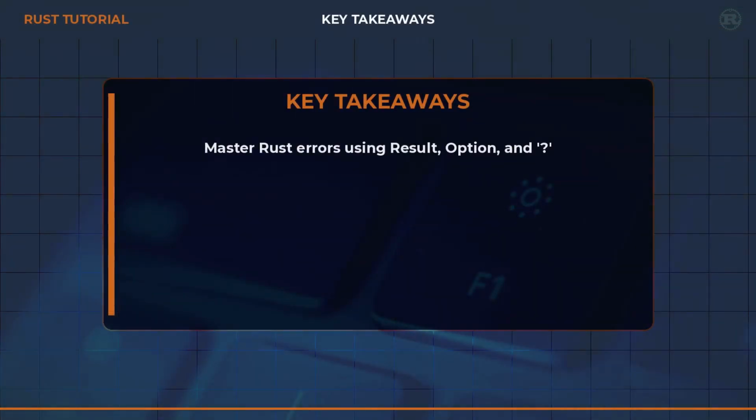Let's wrap up our journey into Rust's error handling. We've explored the power of the Result and Option types, the elegance of the question mark operator, and the importance of avoiding the unwrap function. Mastering these tools allows you to transform your Rust applications into reliable and robust software.